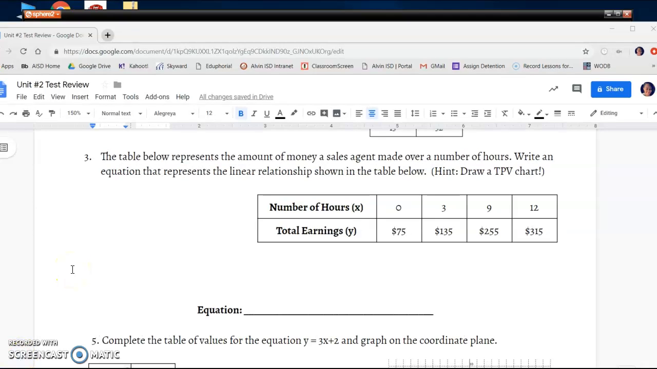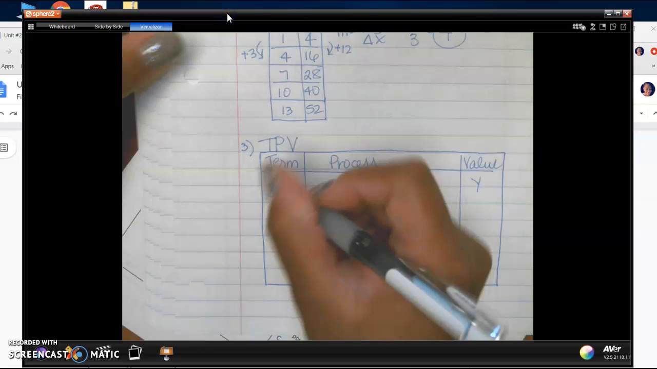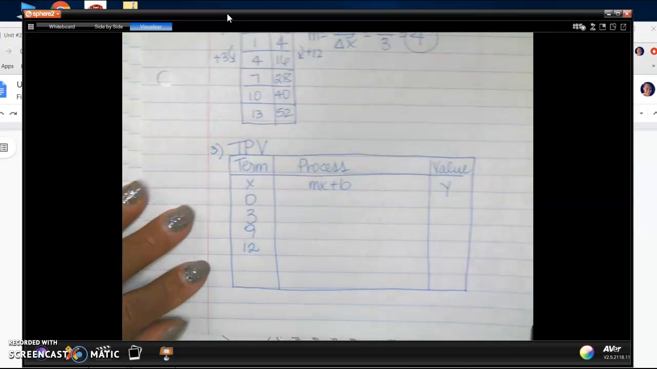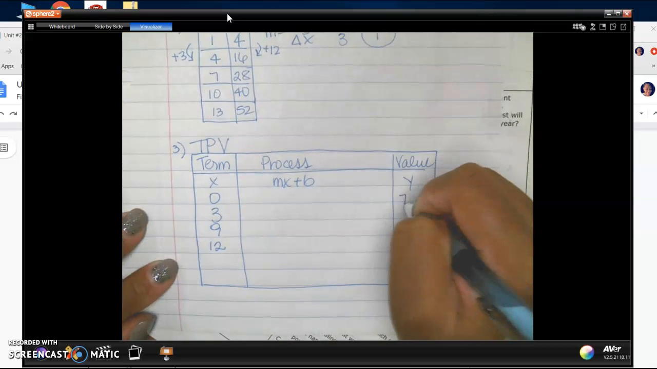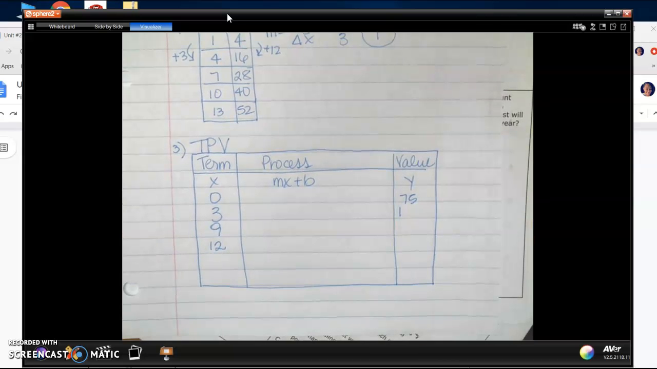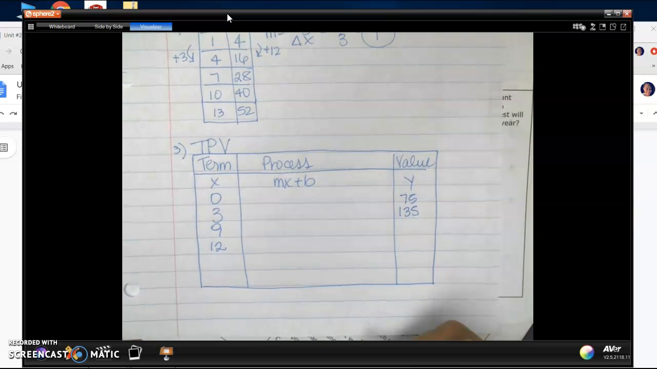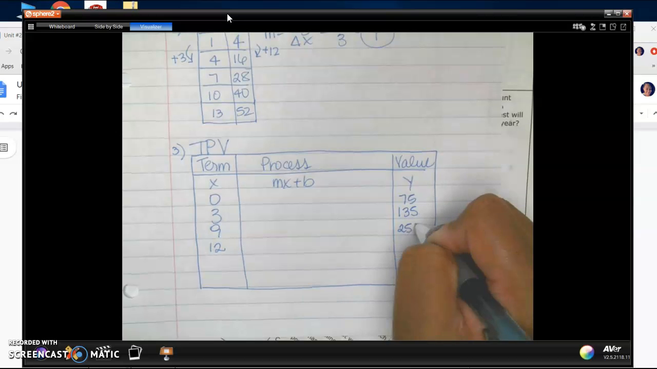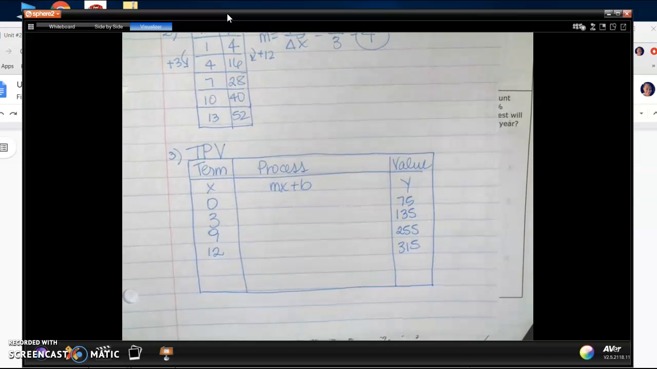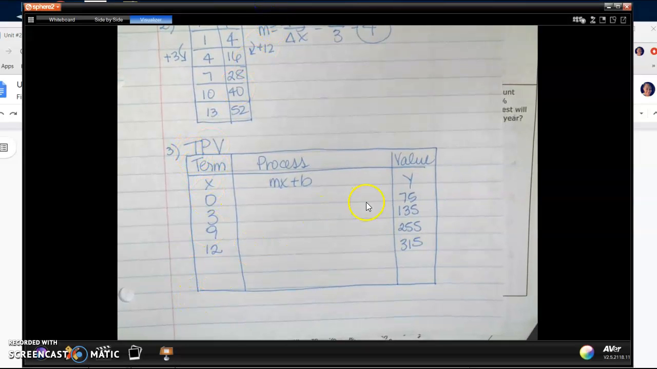All right, what are my terms? 0, 3, 9, and 12. And what are my values? 75. Next, 255. Next, 315. Thank you. Okay, step 1 in finding TPV, or the P, because I already have my T's, I already have my V's.